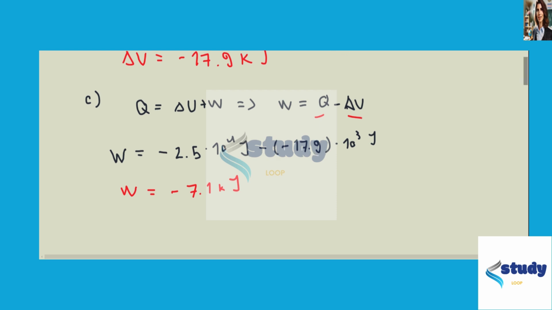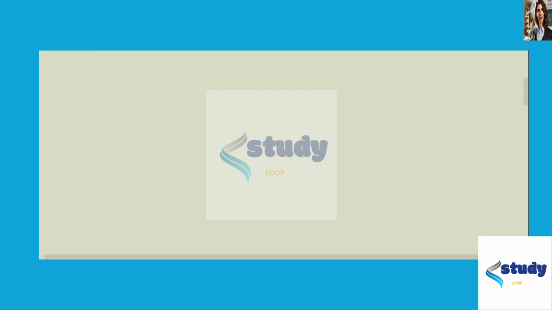And for the next part, the last part of the problem, part D, we need to find the heat liberated at constant volume. Again, from the first law of thermodynamics, but in this case we have to consider that it is done under constant volume.